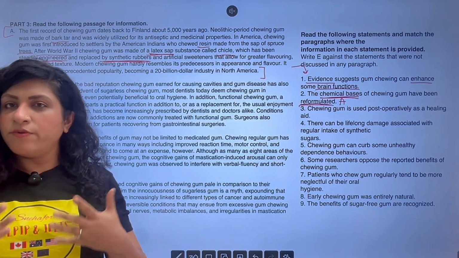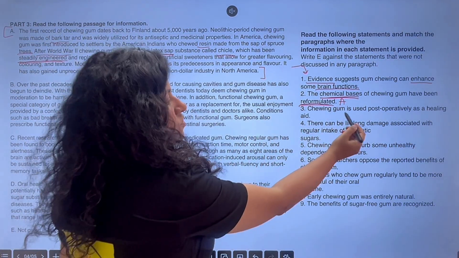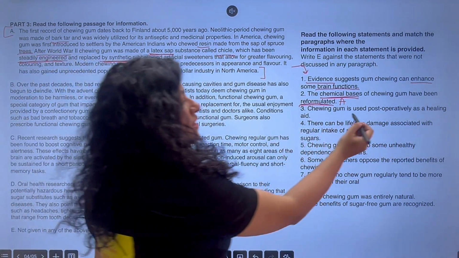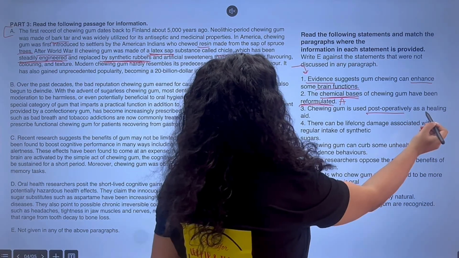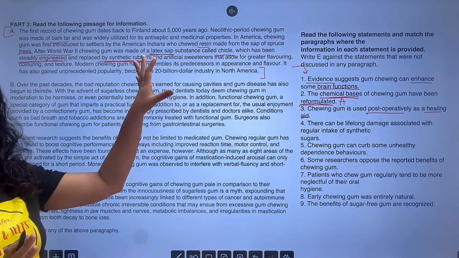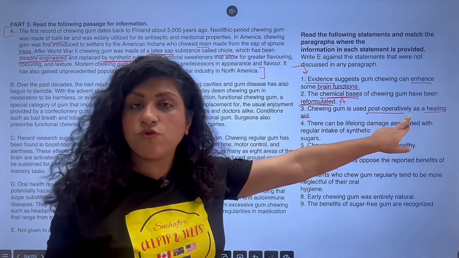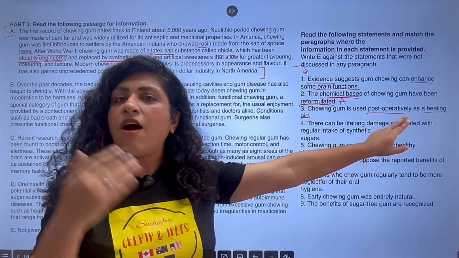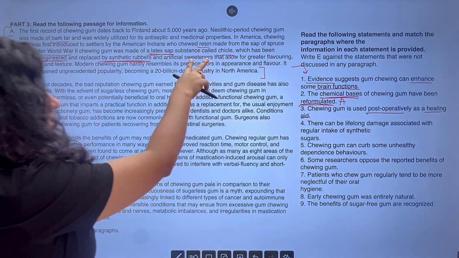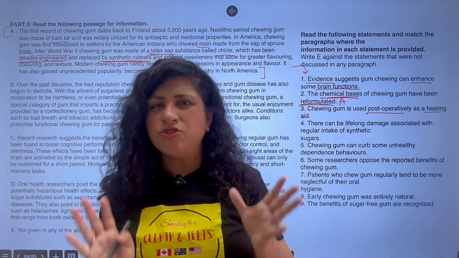So similarly, now we read question number 3. Question number 3 says, chewing gum is used post-operatively as a healing aid. Now, my keywords are post-operatively, healing aid. If I go back to para A, now I remember what are the points discussed, right? Does it talk anything related to post-operatively? Post-operatively means after surgery, after operation, medical operation. So does this paragraph talk about healing aid, about surgery or anything?